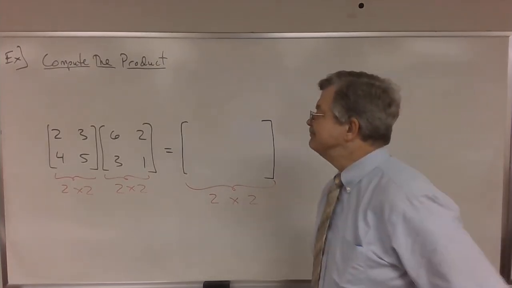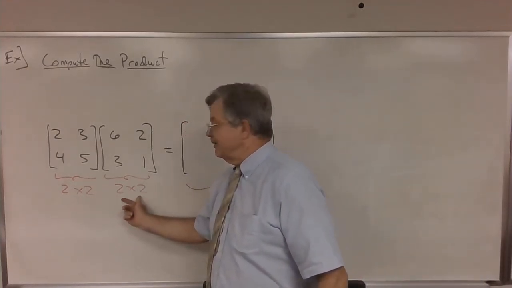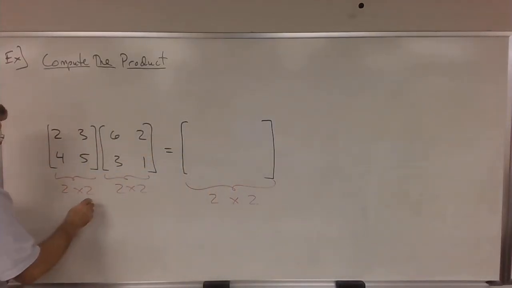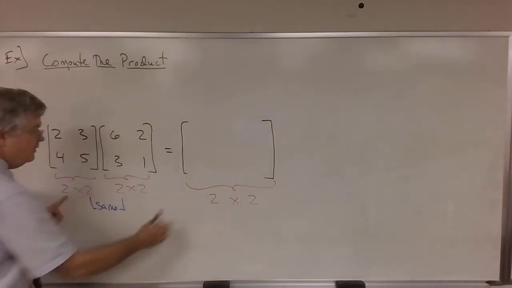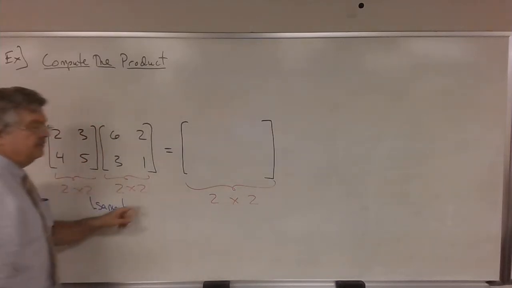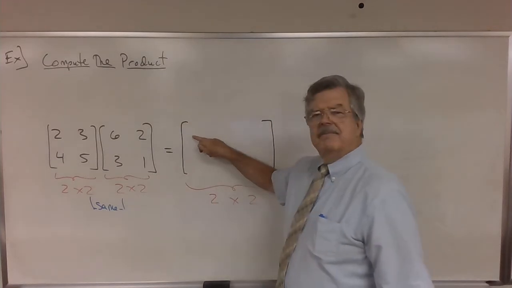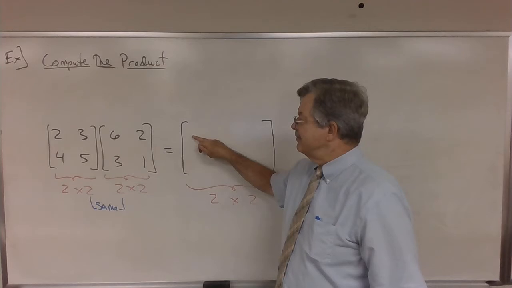Okay, we're back. I have a 2 by 2 matrix times a 2 by 2 matrix. These two numbers are the same, so I know I can multiply the two together. And I'm going to get a matrix that has 2 rows and 2 columns. So what goes here in the first row and in the first column of my product?